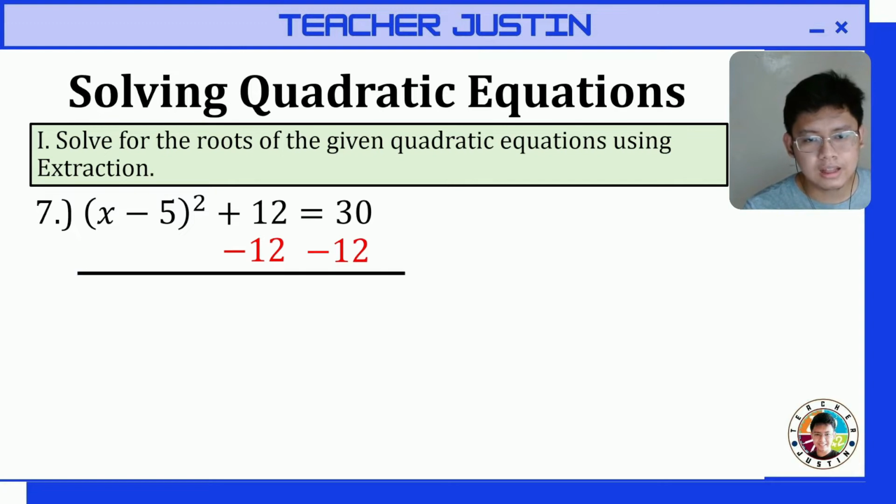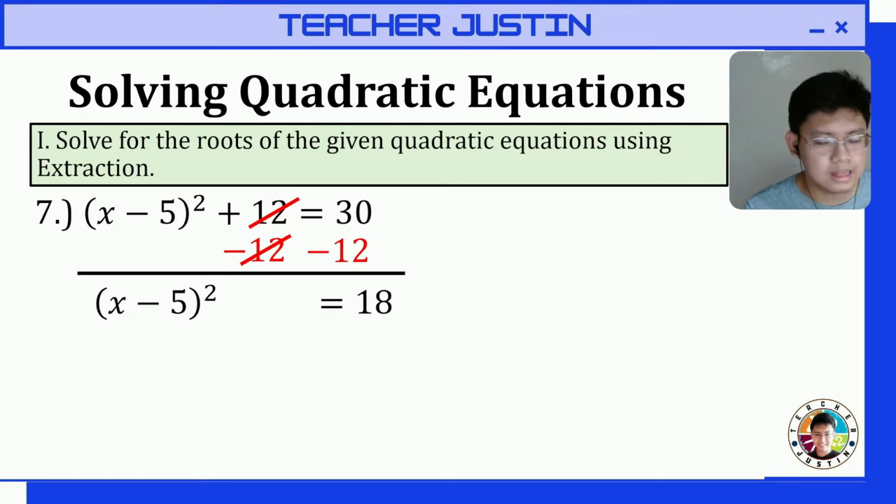Okay. Then, let's simplify. So, ang matitira sa left side will be the squared quantity of x minus 5. Tapos, yung 12 and negative 12, makaka-cancel out na yan kasi magiging 0 siya. Tapos, 30 minus 12, that will give us 18. Ayan. Then, let's remove the exponent. Kasi hindi natin magagalaw yung nasa loob ng grouping symbol hanggat hindi natin natatanggal yung exponent sa kanila.